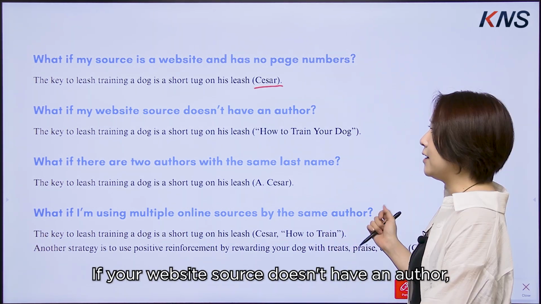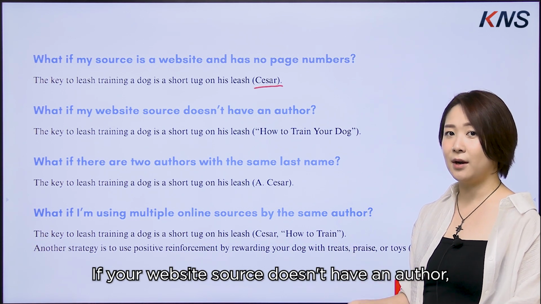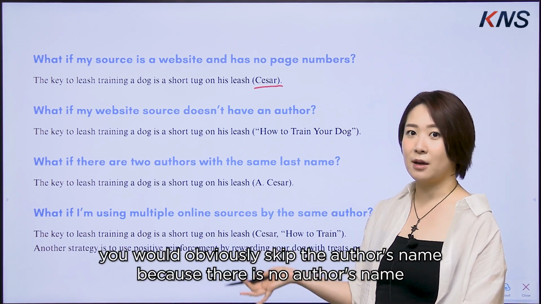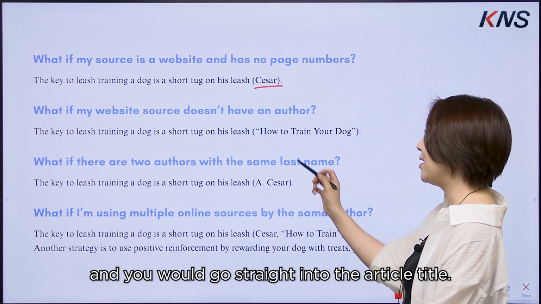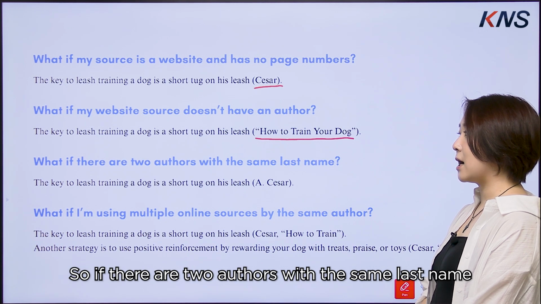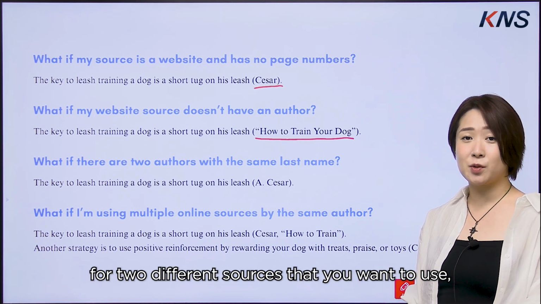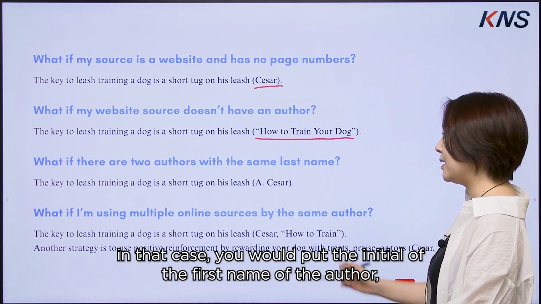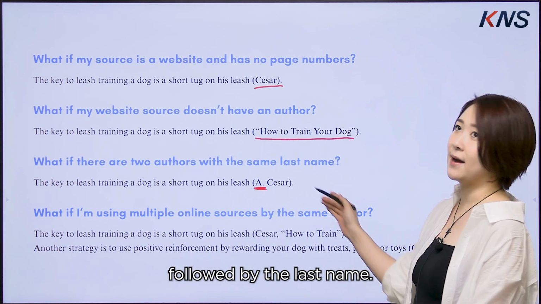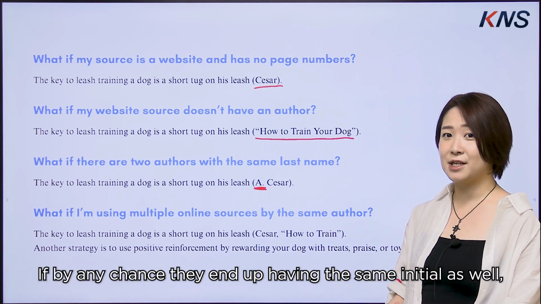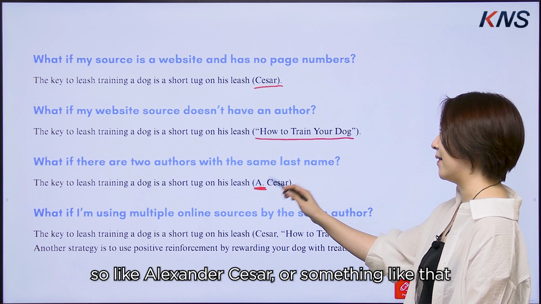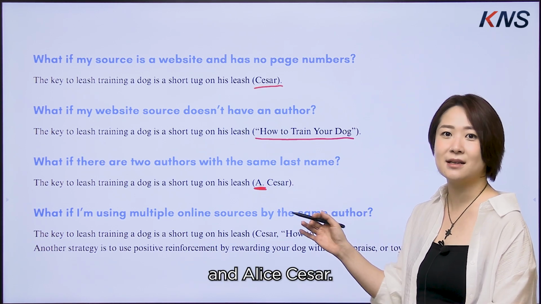So as you see here, if it's a website with no page number, you would just put the author's last name and that's it. If your website source doesn't have an author, like the second example that we saw in the example works cited page, you would obviously skip the author's name because there is none, and you would go straight into the article title. If there are two authors with the same last name for two different sources that you want to use, you would put the initial of the first name of the author followed by the last name. If they end up having the same initial as well, then you would write out their full first name, like Alexander Caesar and Alice Caesar.